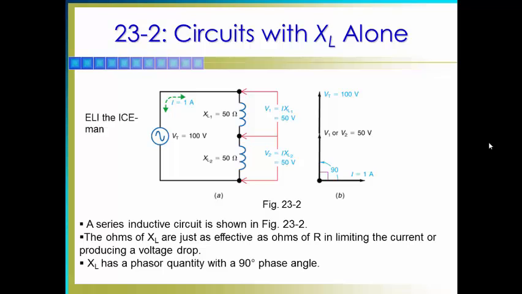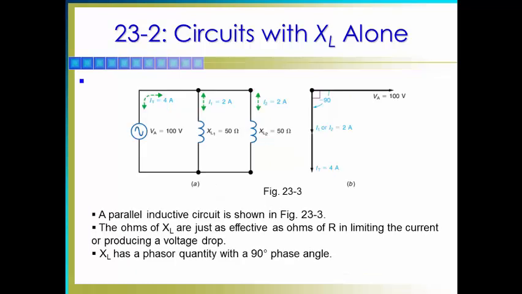A way to not confuse the relationship between the voltages and currents in inductors and in capacitors is to look at this note over here: ELI the ICEman. For L being the inductor, E represents the voltage and I the current. So in the inductor, the voltage leads the current, whereas for the capacitor C, the current leads the voltage E. If you remember ELI the ICEman, you can figure out the relationship between the inductor current and voltages, and the capacitive voltage and current as well.